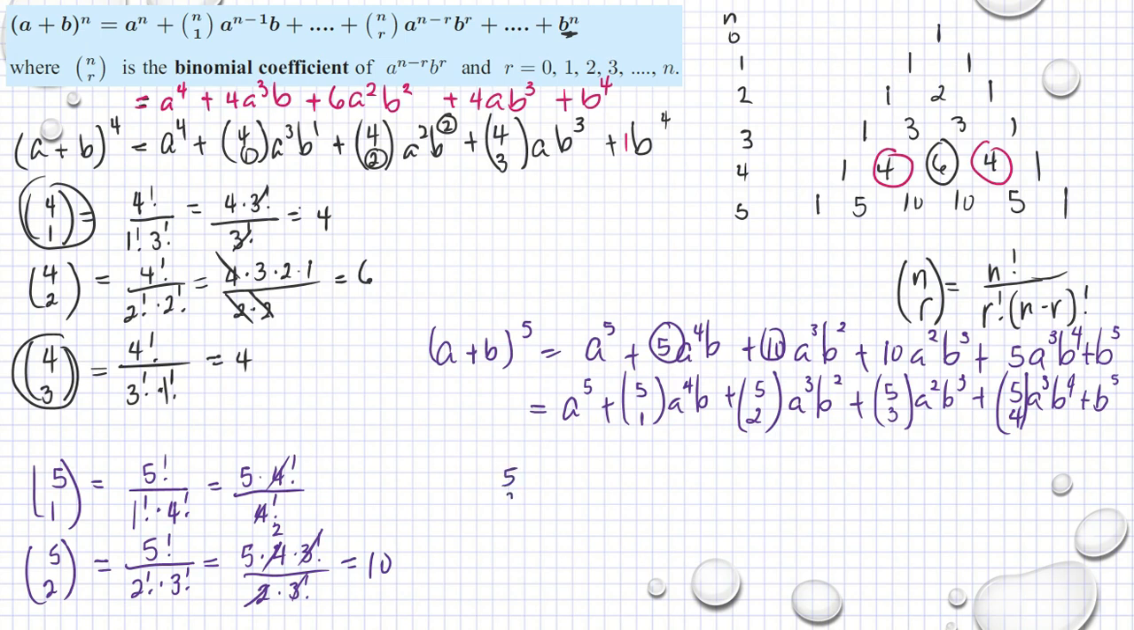And then 5 taken 3. We have 5 factorial divided by 3 factorial multiplied by 2 factorial. As you can see, they are equal. There you go. And then we have 5 taken 4. We have 5 factorial, 4 factorial multiplied by 1 factorial. And this one is equal to this one. That's what you got there. Okay? So Pascal triangle and the binomial theorem are very, very related.